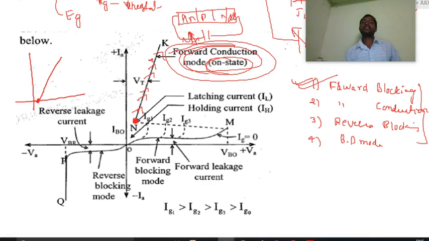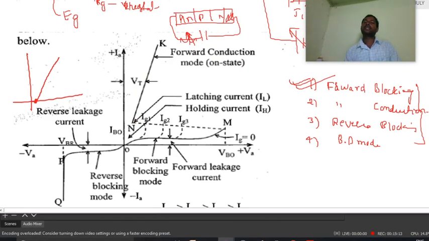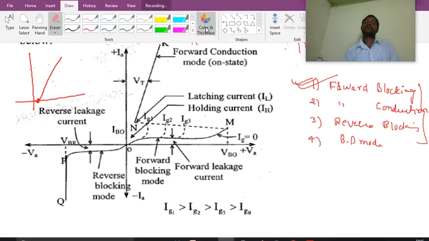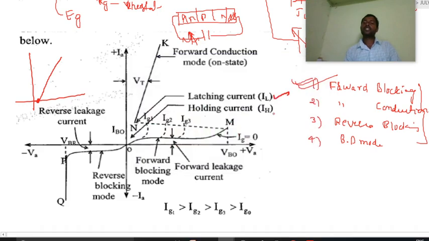In this state, let me give two definitions related to the SCR. One is the holding current and another is the latching current. I will give the differences between these two. Latching current is at the on position, and where is the holding current? If I extend here, this point will be the holding current.